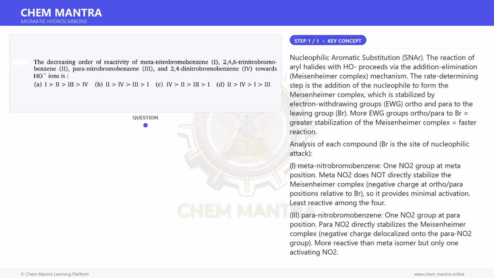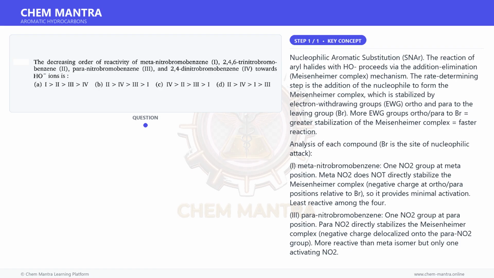2. 2,4,6-trinitrobromobenzene, 3 NO2 groups at positions 2, 4, and 6, both ortho positions and para position, relative to Br. All 3 NO2 groups are ortho-para to Br, providing maximum stabilization of the Meisenheimer complex. Most reactive. Decreasing order of reactivity is 2 > 4 > 3 > I.